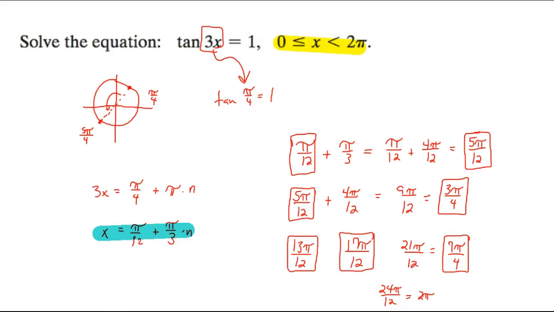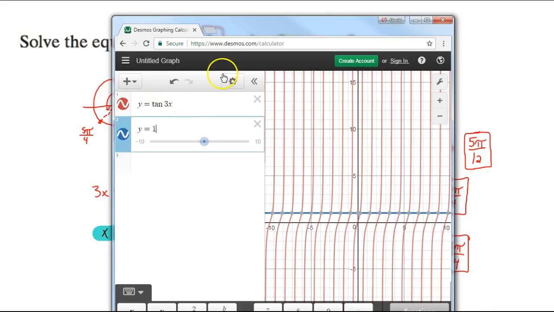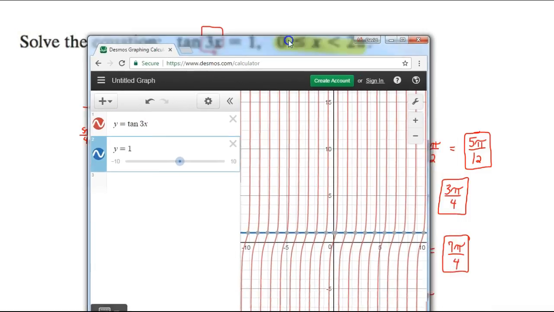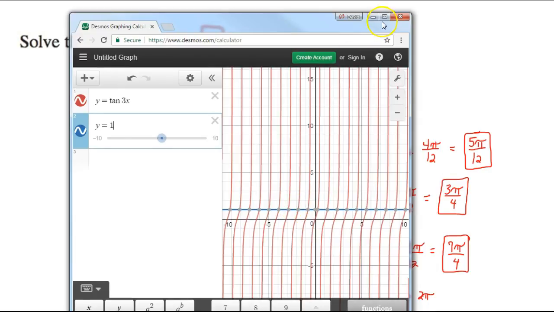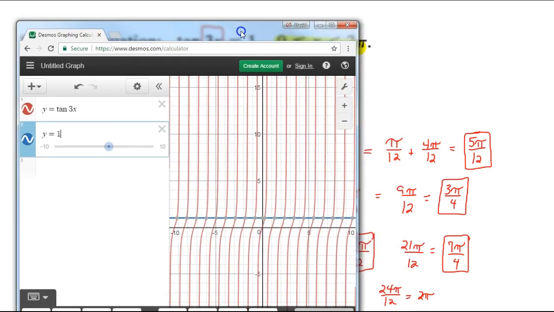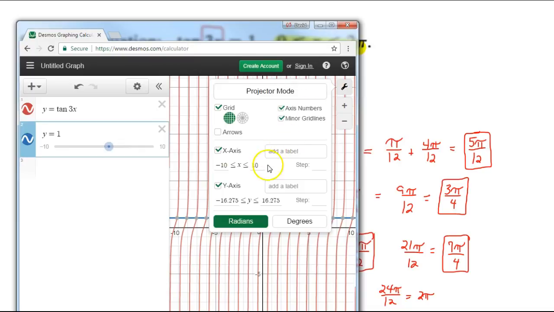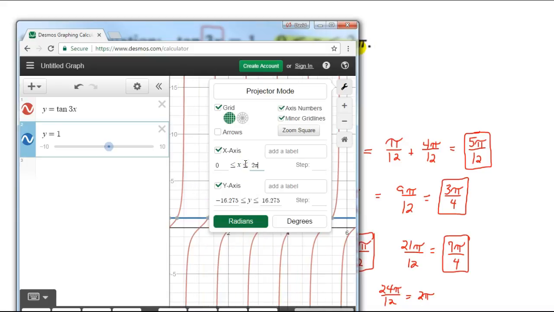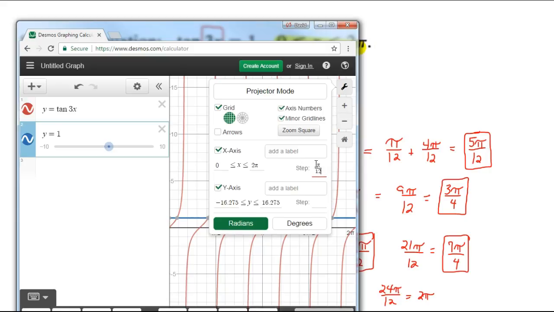Alright, now let's graph it with Desmos. Alright, so I got in y equals tangent 3x. That's the left-hand side of the original. y equals 1 is the right-hand side of the original, and we can see all those places where they intersect. Now, what I want to do is I want to make our thing move up at π/12 intervals. So I'm going to change the x-axis to go from 0 to 2π. So I just write 2π for π. And then I want the step to be π/12.